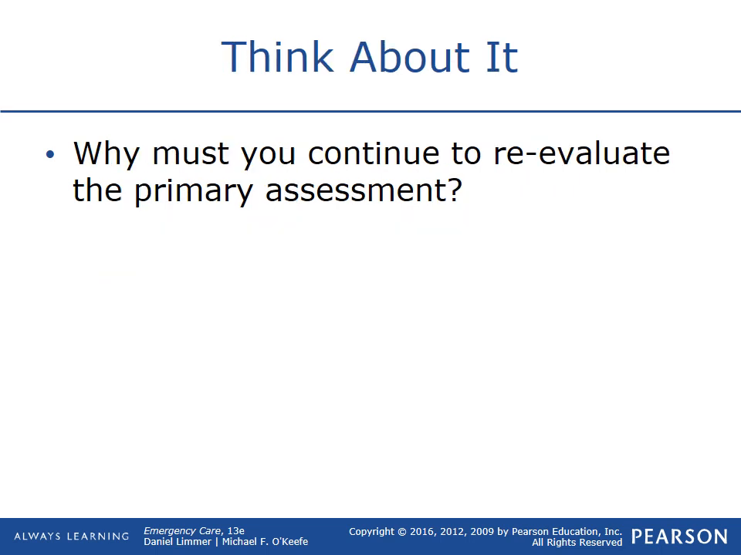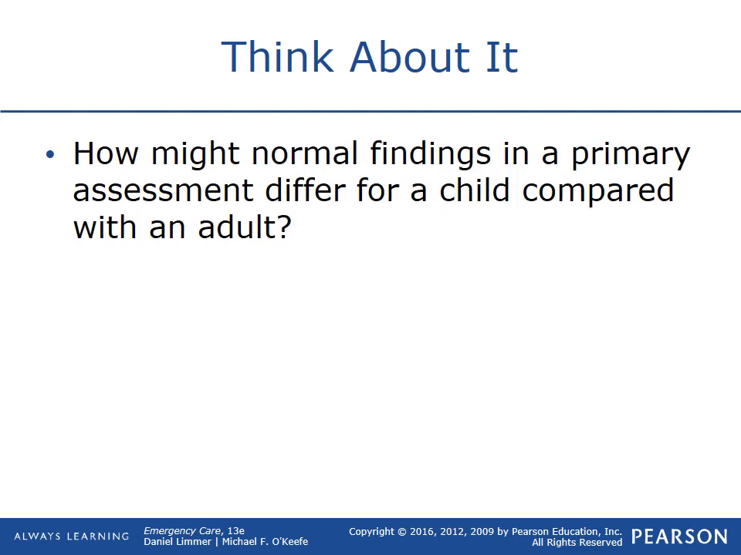So, why do you need to continue to reevaluate the primary assessment? Of course, it keeps changing over time, and you want to make sure that you don't miss any changes if it does. So how might normal findings in a primary assessment differ for a child compared to an adult? Kids are more susceptible to respiratory problems, so pay close attention to their breathing. Sometimes they're harder to see the subtle changes because their bodies compensate so well.